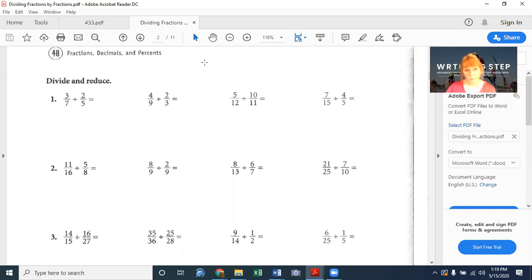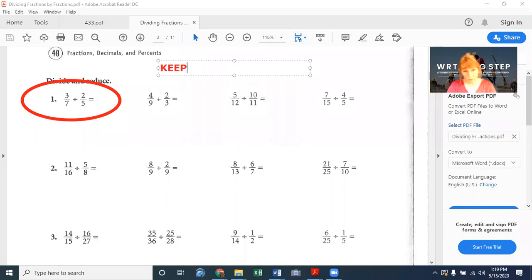So let's look at the first problem here, right here. Oops, let me just clear that, and I wanted a circle. So 3/7 divided by 2/5. So what we're going to be doing is we're going to keep the rule. Let me just put the rule up here. Keep, change, flip. So we're going to keep the first fraction.